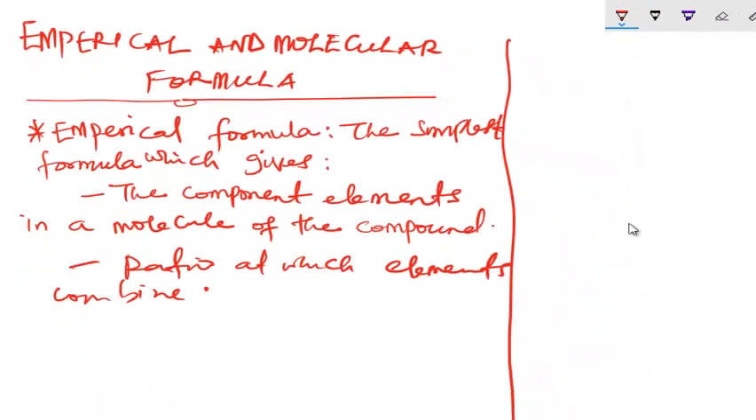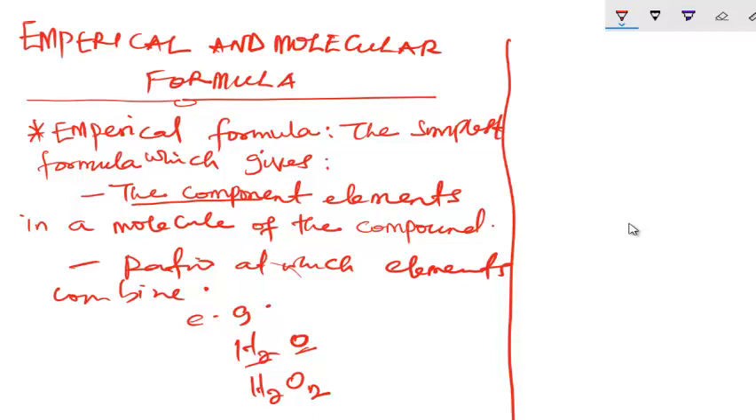For example, the formula for water. The formula for water is H2O, and the formula for hydrogen peroxide is H2O2. So with this formula for water, you can see that it gives the component elements in a molecule of water. The component elements are hydrogen and oxygen. And it also gives the ratio at which the elements combine together. So it tells us that two atoms of hydrogen combine with one atom of oxygen to form one molecule of water.